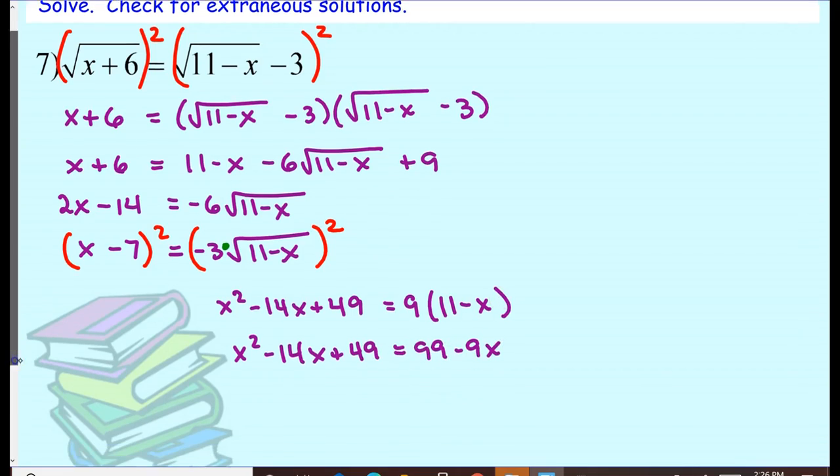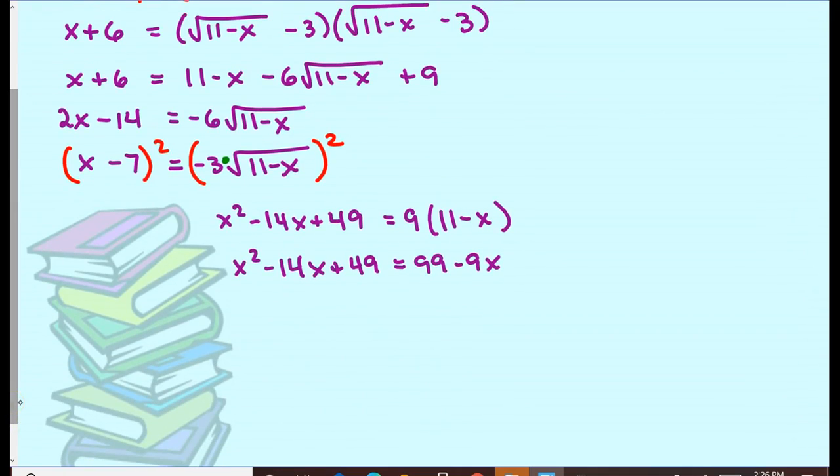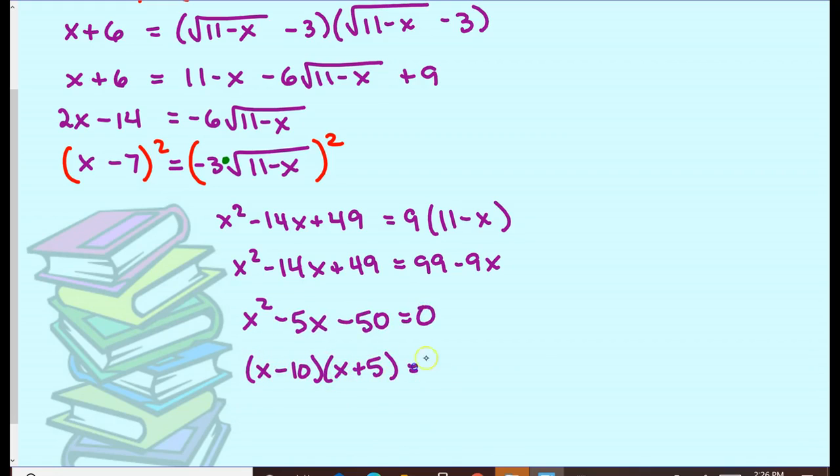And then, once again, like in the last problem, we have a quadratic equation. So let's get everything over to one side, add 9x to both sides, and subtract 99 from both sides. And it looks like this one is going to be factorable, x minus 10 times x plus 5. Set each factor equal to 0, and solve each one. And we end up with x equals 10, or x equals negative 5.